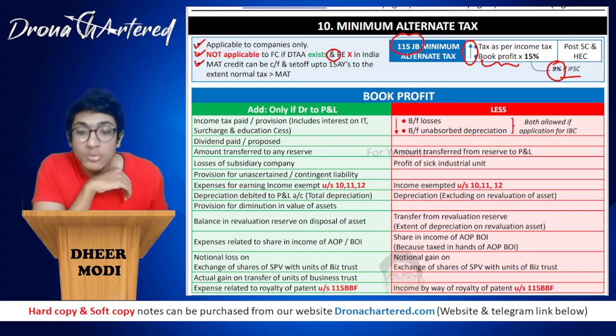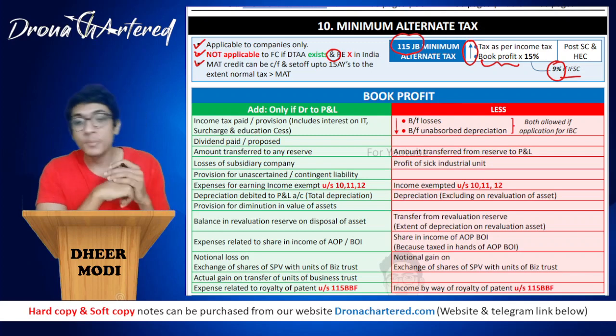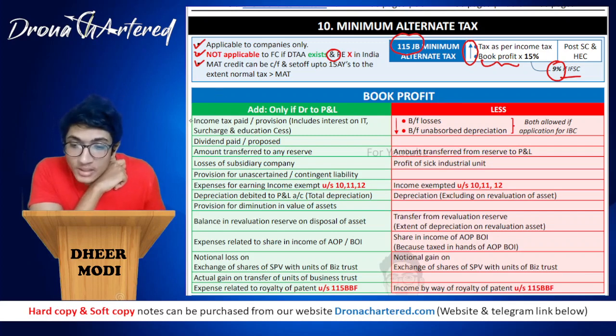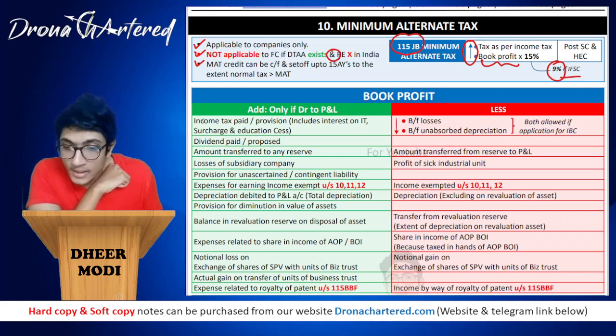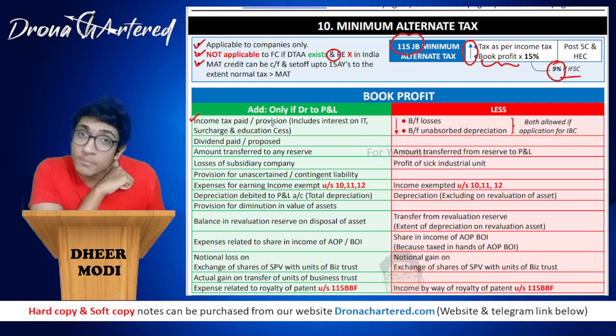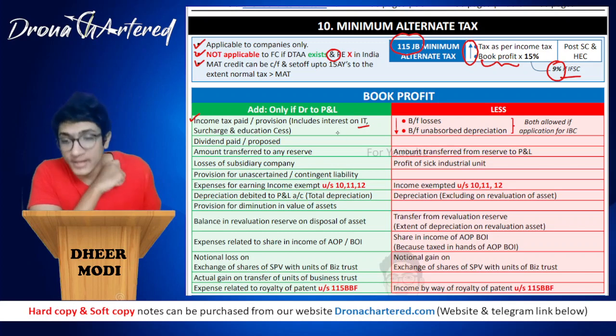So let's start. What are the things that you will be adding to your PNL? You will add these things to PNL only and only if you have debited them to PNL. That means you have already subtracted them from your PNL, but MAT will make you add these items back. Your first is any income tax paid. If you have subtracted income tax paid from your PNL, you will have to add that back. This includes income tax paid and provision, both of them. It includes interest on income tax, surcharge, and education cess. So any interest will also have to be added back. Now, second is any dividend paid or proposed.